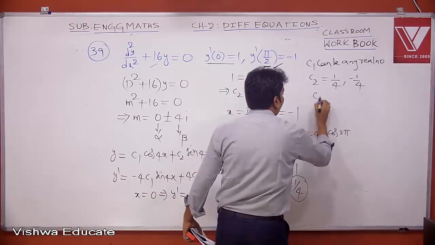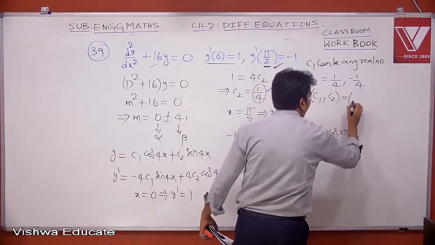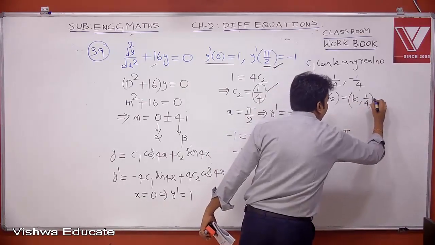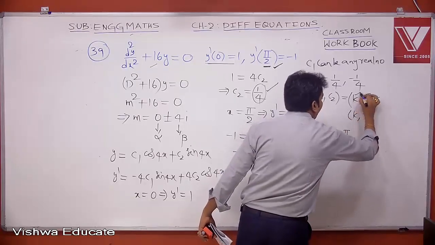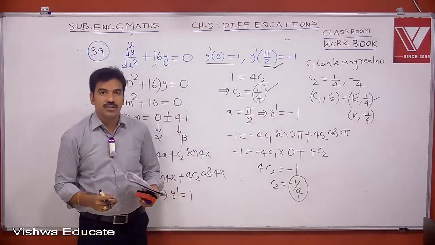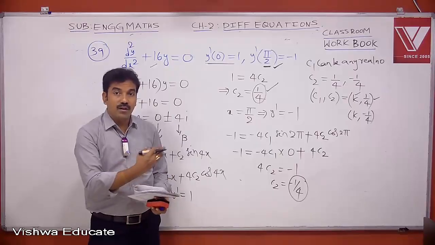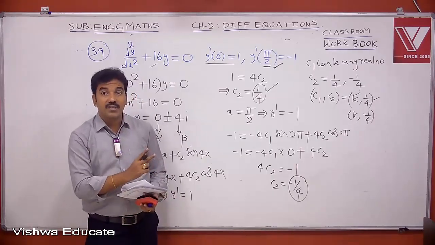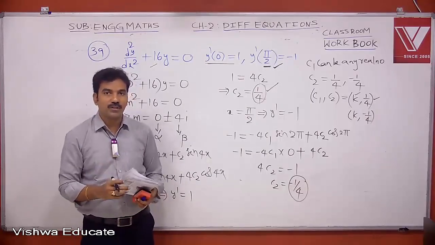So therefore the combination of C1, C2 values I can write as ordered pairs. C1 value any real number k, and C2 is 1 by 4, or k comma minus 1 by 4. Now k is any arbitrary real number. Therefore it has infinitely many solutions, because C1 is taking infinitely many possible values. So when you are handling questions like this, be careful, be cautious about finding C1 and C2, right? Is this clear?